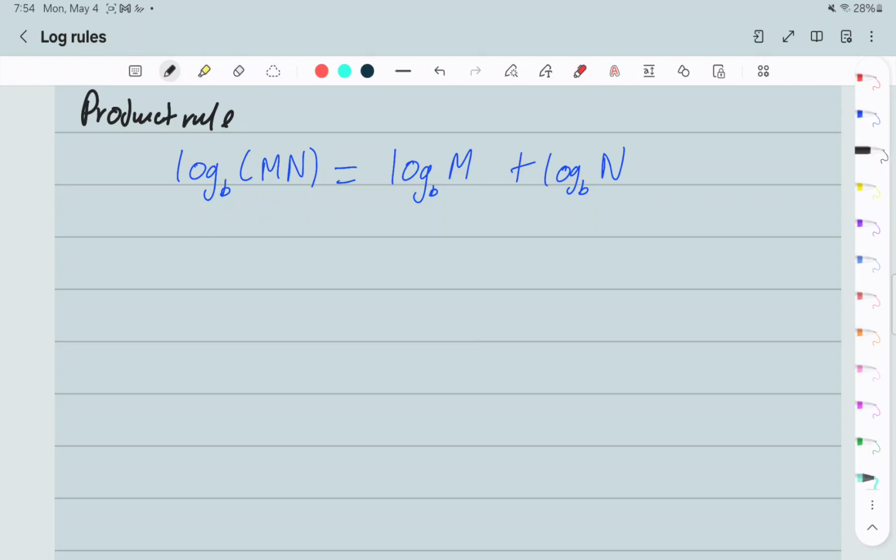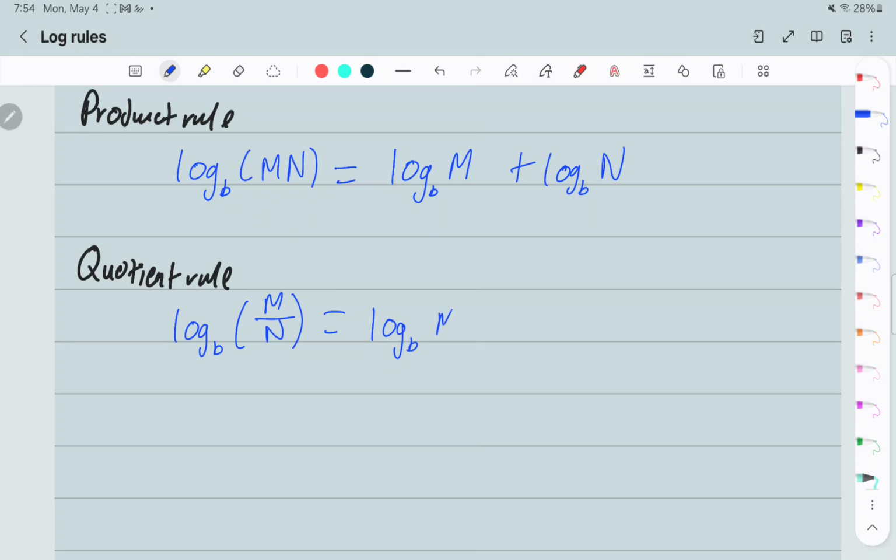The next rule is the quotient rule. It's kind of similar to the product rule, but since it's a quotient, it involves division instead of multiplication. If you have log b of an expression divided by an expression, you can separate them by saying log b of the numerator minus log b of the denominator, log b n. It's the same as the product rule except for the minus, because it's being divided.